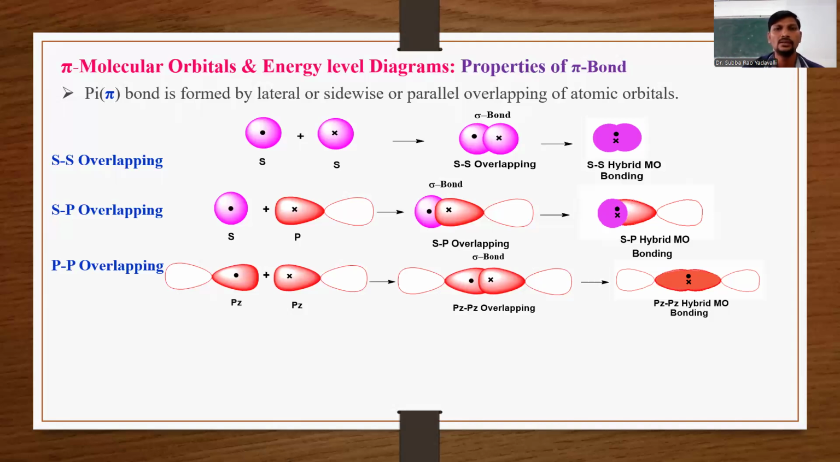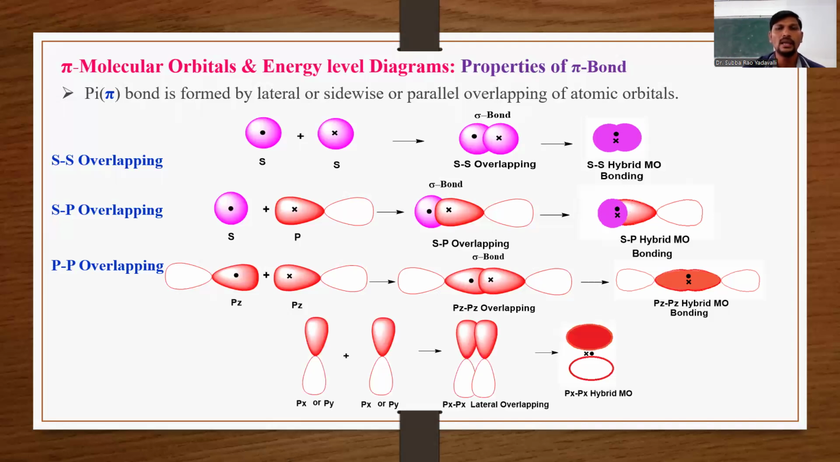Here, the pi bonds are formed due to the lateral overlapping and form an equal number of molecular orbitals. For example, here px or py. This is the atomic orbital of the first atom, and another atom has the px or py orbital. These two atomic orbitals undergo lateral overlapping to form the molecular orbital of p pi bond, the p pi molecular orbital. This is the formation of pi bond.